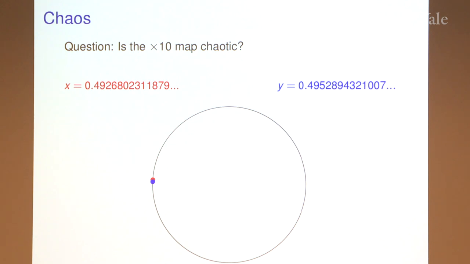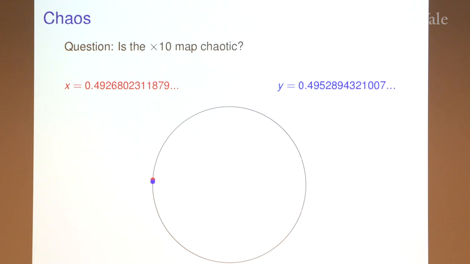OK. So in the case of an irrational rotation, we saw that rotation by an irrational number was ergodic, but it was not chaotic, right? Remember that chaotic means that if I take two points starting close together, and I know where one of the points is far in the future, that doesn't tell me anything about where the other point is, even if the two points started really, really close together.